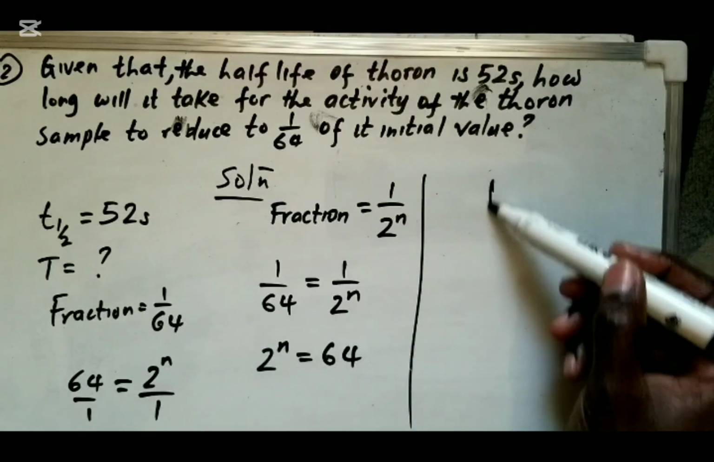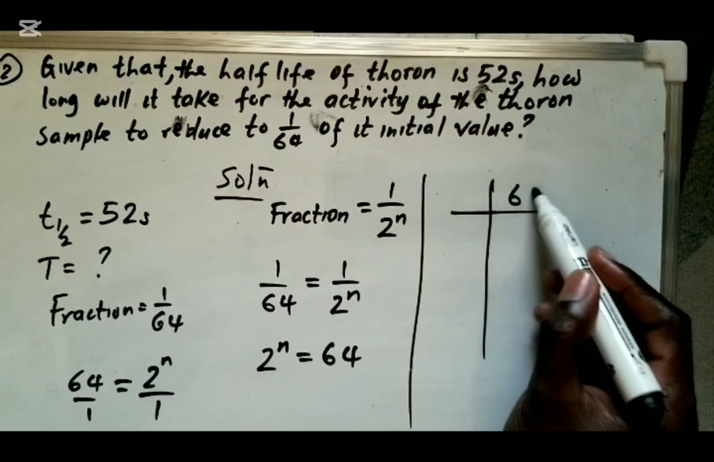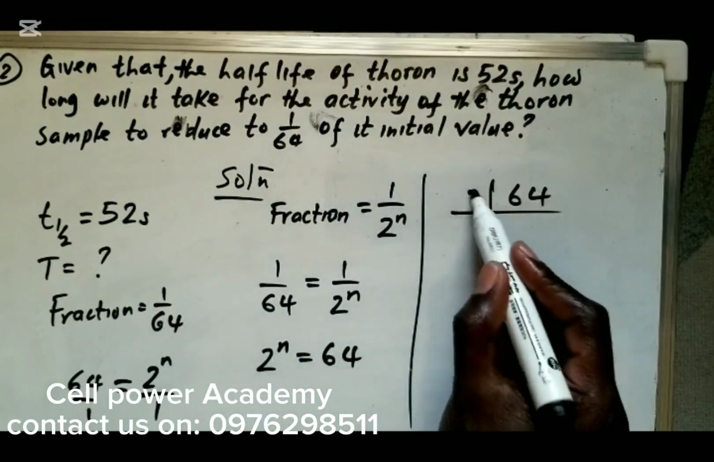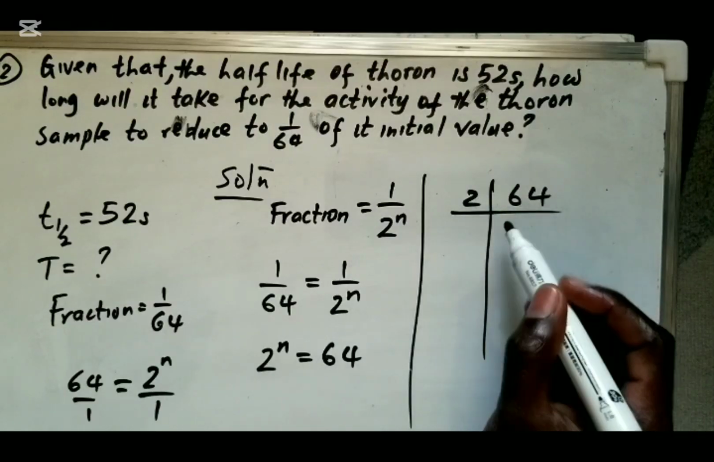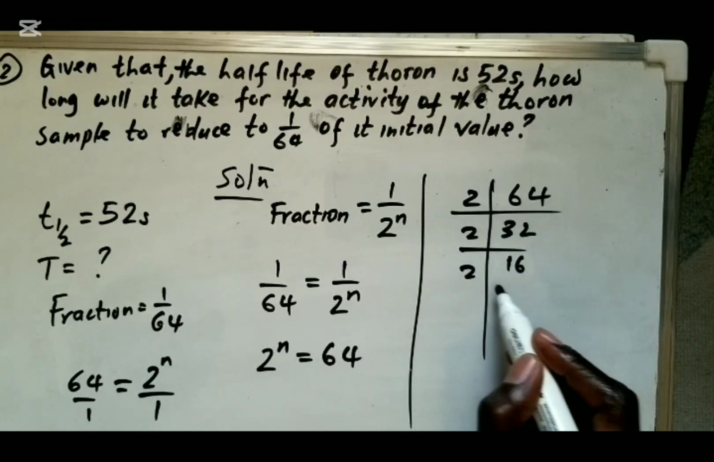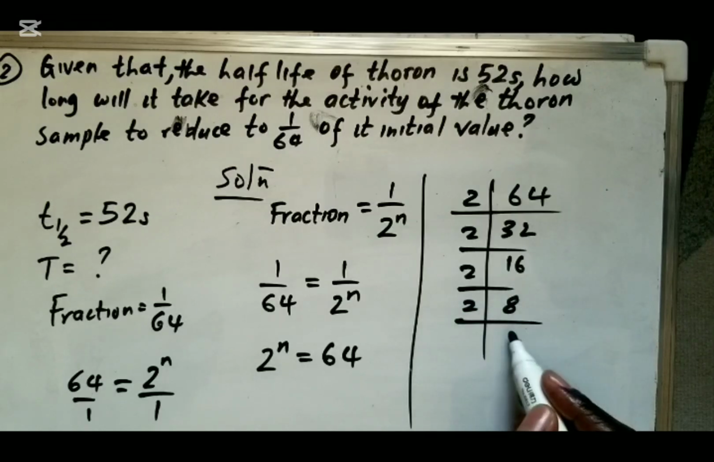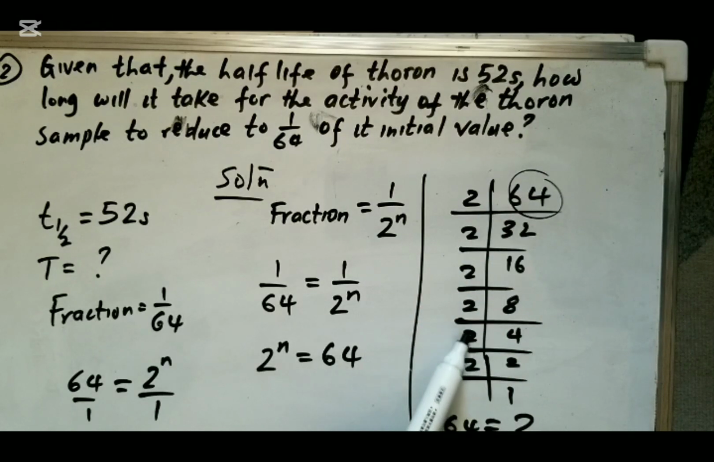Now, how do I find n, the number of half-lives? Well, you can simply use your logarithms if you are doing additional mathematics. But if you are not, you're doing just ordinary science, just continue dividing by 2 until you have a 1. So 64 divided by 2 is 32, 32 divided by 2 is 16, 16 divided by 2 is 8, 8 divided by 2 is 4, 4 divided by 2 is 2, and 2 divided by 2 gives you a 1. So when you reduce to 1, how many 2's have gone into this 64? You count 1, 2, 3, 4, 5, 6. So it is 2 raised to the power 6.